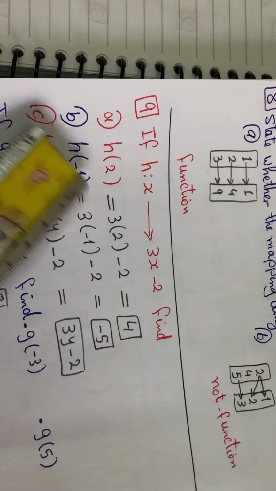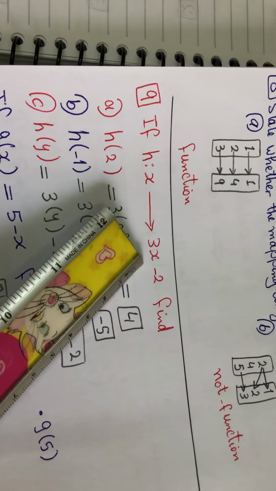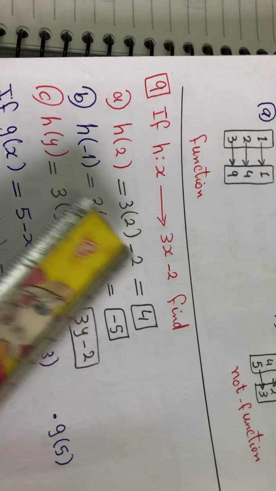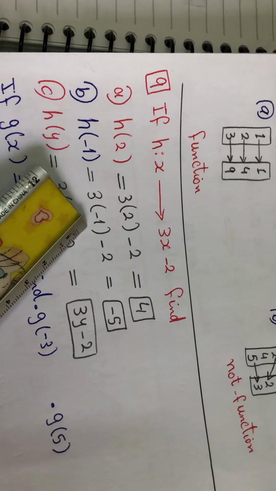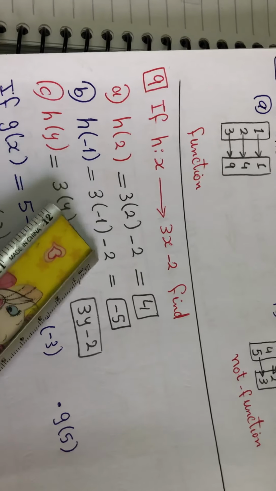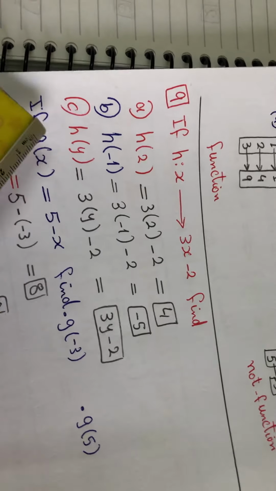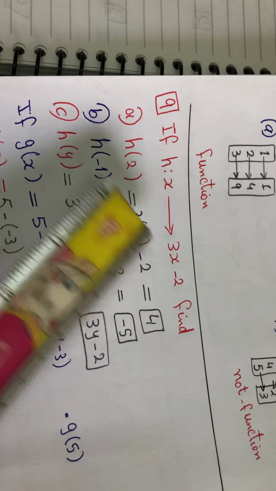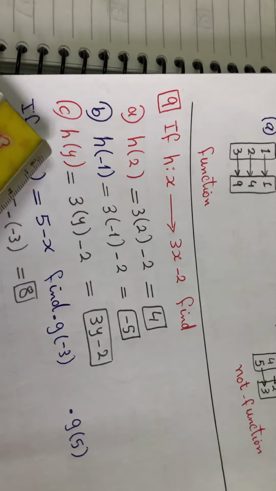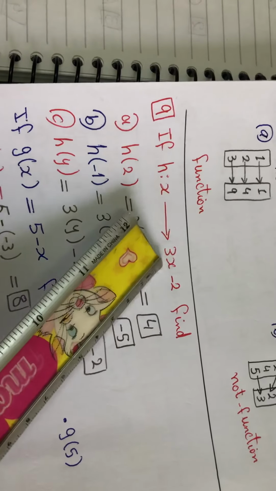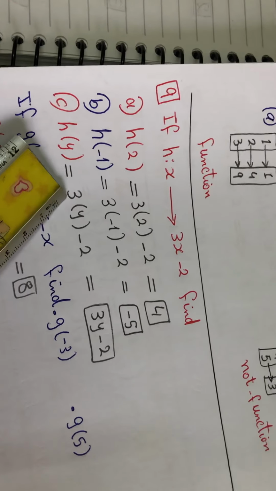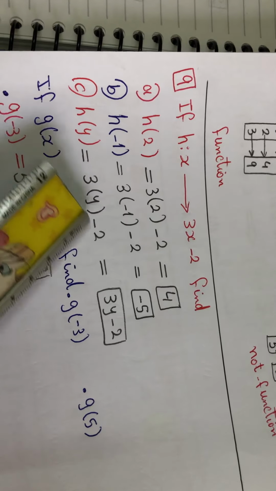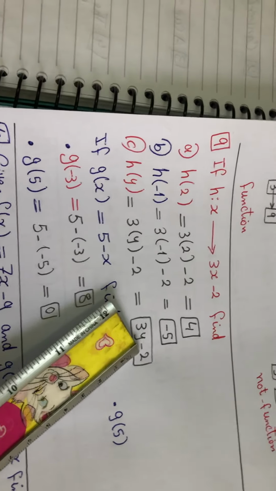h of negative 1: I'll replace x by putting negative 1. So 3 is still 3, x changes into negative 1, minus 2 still minus 2. So 3 times negative 1 equals negative 3, and negative 3 minus 2 equals negative 5. I want h of y, so I'll remove x and substitute x by putting y. So 3 is still 3. Instead of x, I'll put y, minus 2. So the answer is 3y minus 2. I think it's very, very easy.